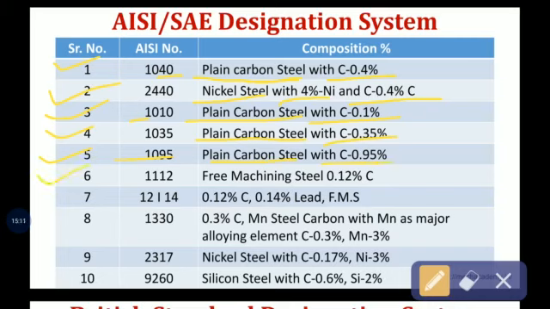The sixth is 1112. What does 11 mean? I already told you in the last slide, it is free machining steel. And 12 means 0.12% carbon. Now next is 1214. What does 1214 mean? Here there is 0.12% carbon, 0.14% lead, and that is free machining steel.